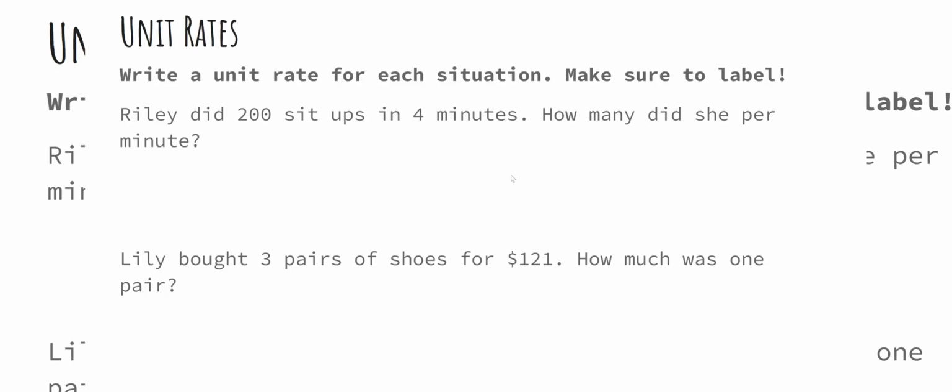All right, we are going to start talking about unit rates. Unit rates are very similar to the equivalent ratios that we talked about yesterday, except it's going to have a factor of 1. So we want to find out how much one thing costs, how many he can do in 1 minute, how fast he can travel in 1 hour, and those kind of things.